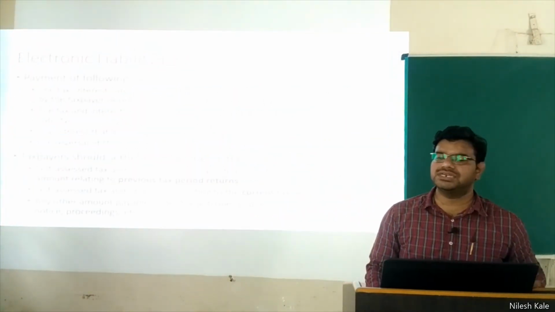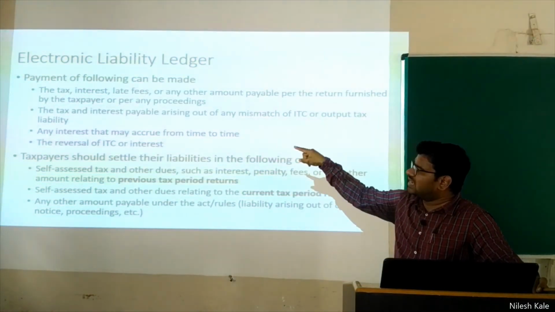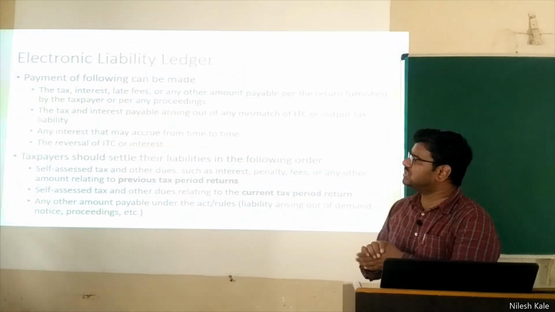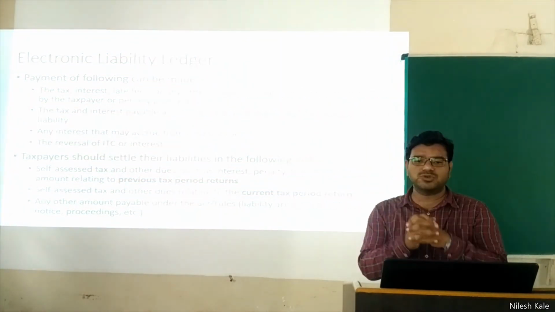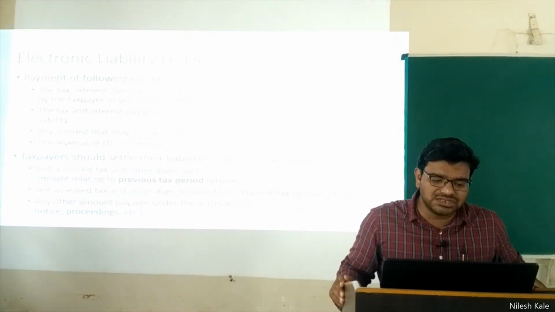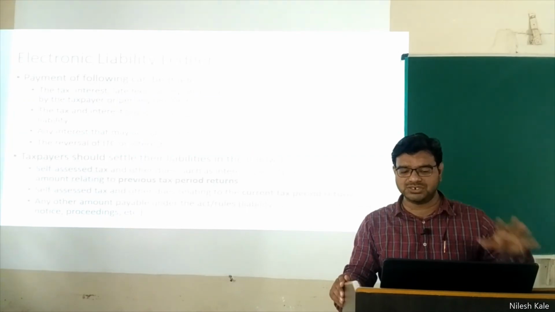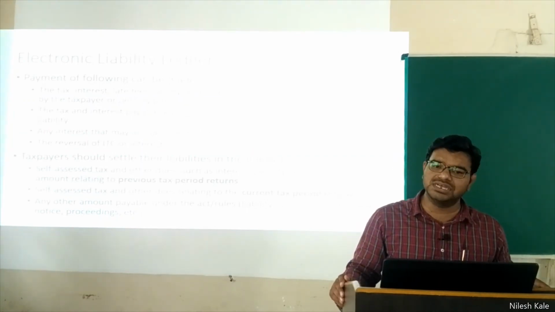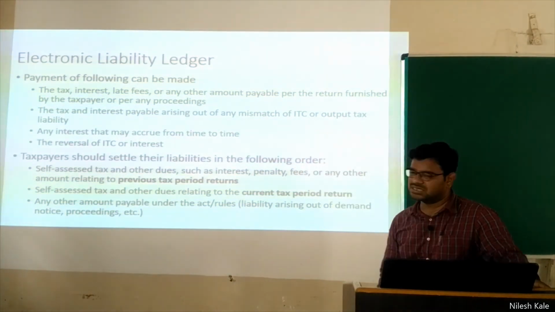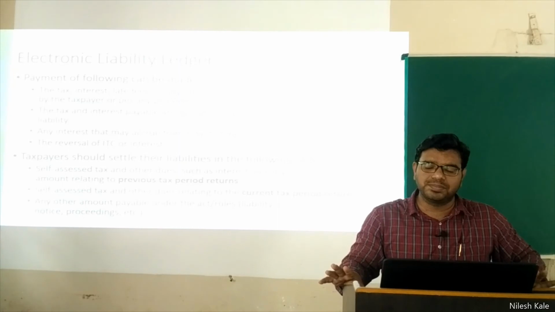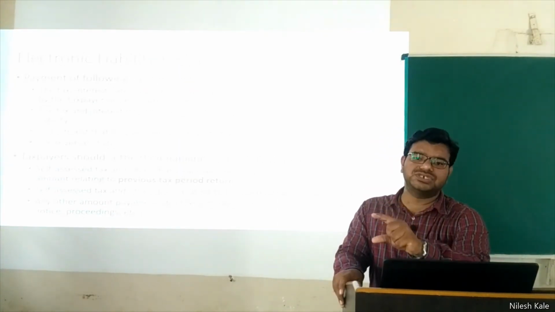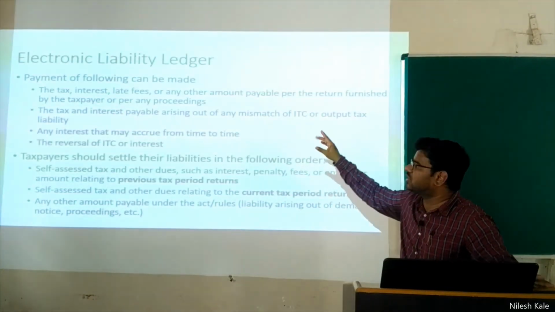Now, the electronic liability ledger. Payment of tax, interest, late fee or any other amount payable per the return furnished by the taxpayer or any proceedings. I will go to the second point and then I will explain what it is. The tax and the interest payable arising out of any mismatch of ITC or output tax liability, and then any interest that may accrue from time to time, the reversal of ITC or interest, all types of liabilities. I repeat, all types of liabilities that you have to pay as a matter of GST to the government will reflect in the electronic liability ledger.